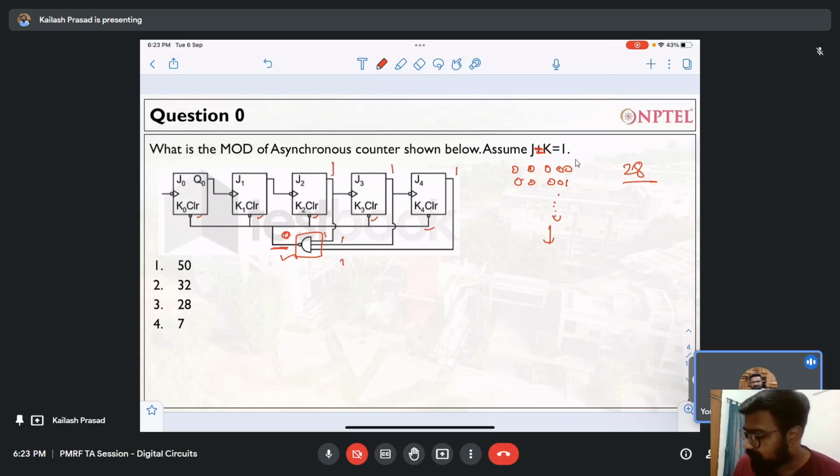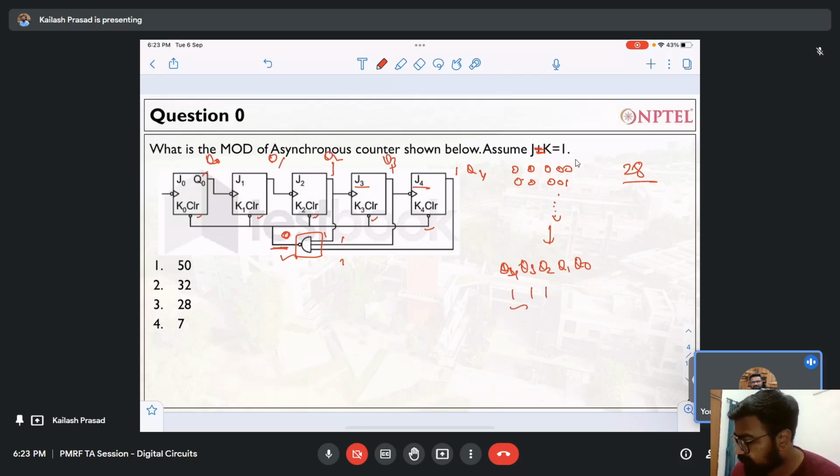This is the MSB. I want to represent my number like this: Q4, Q3, Q2, Q1, and Q0. When all these three are 1, as soon as these three become 1, my clear signal will become 0. In all other cases, the clear signal will remain at 1, and your counter will be reset again to 000.